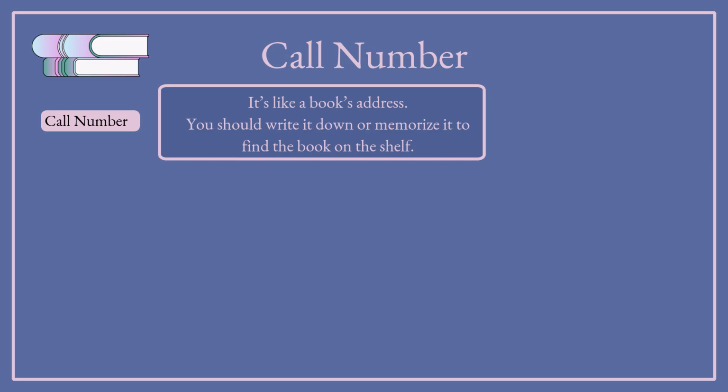All right, let's look at our second objective, locating a book using the library catalog. We know how to search for our book, and how do we find it on the shelf? We look at the call number. It's like a book's address.